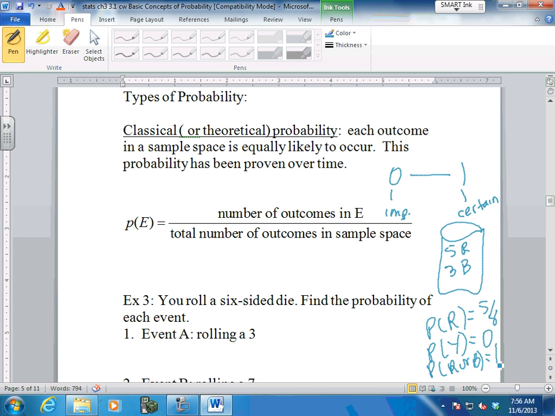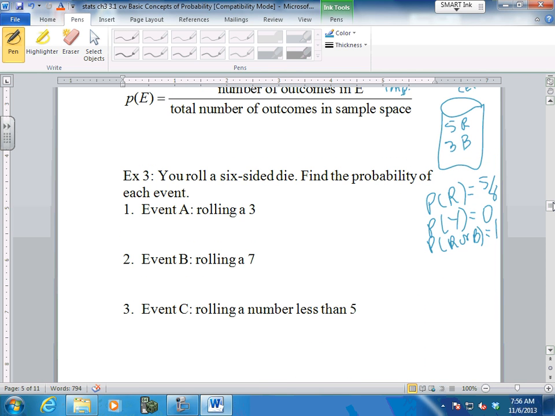Okay. So you roll a 6-sided die. Find the probability of each event. What's the probability? First of all, do it this way. You roll a 6-sided die. What are all the possibilities? What are the outcomes for this? 1, 2, 3, 4, 5, 6.